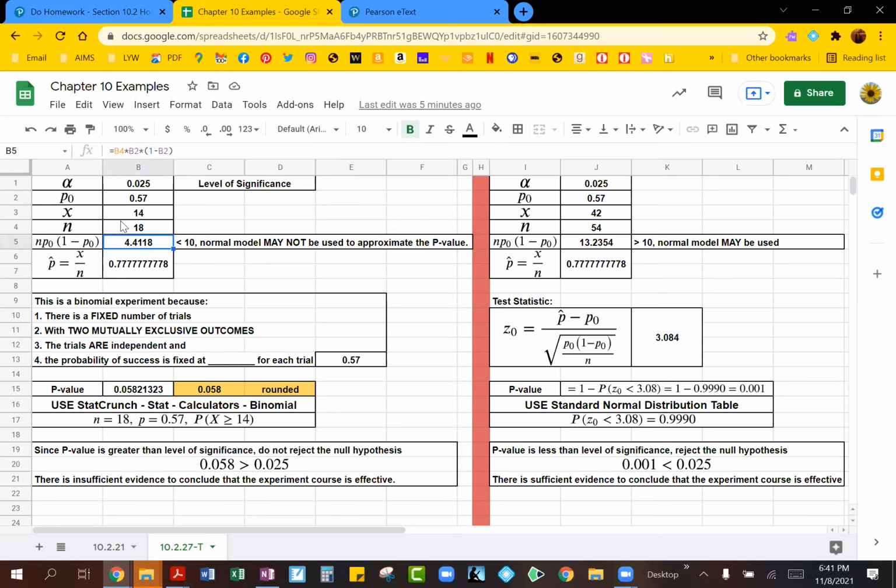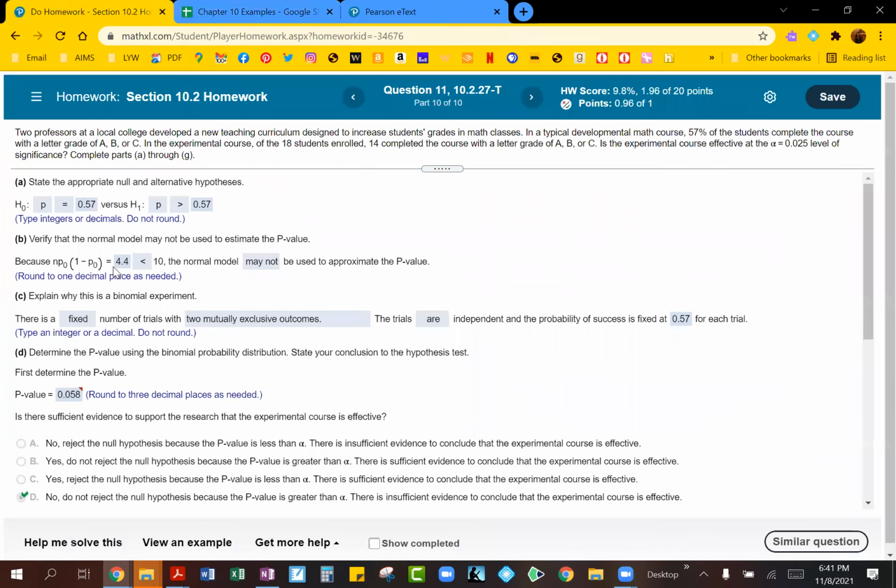Now, to see why we cannot use the normal model, when we multiply n times p naught, so that's 18 times 0.57 times 1 minus 0.57, that value comes out to be 4.4118, which is less than 10. And since it's less than 10, we cannot use the normal model to make this approximation. So that's our verification here: 4.4 is less than 10, so we may not use the normal model.